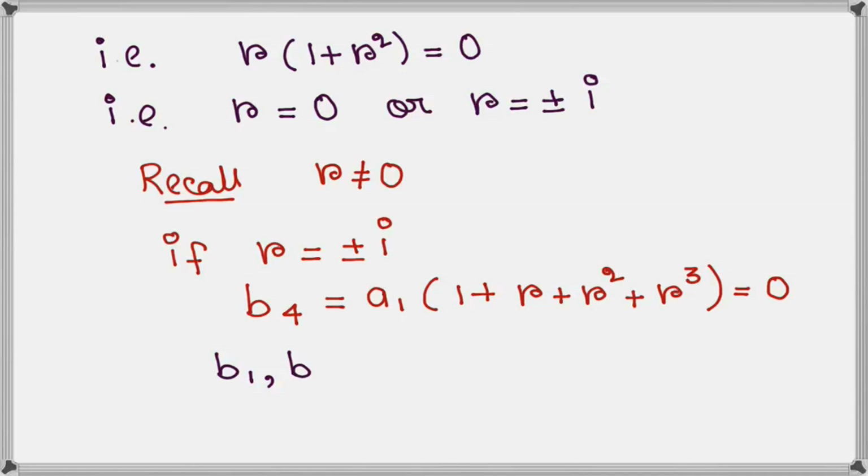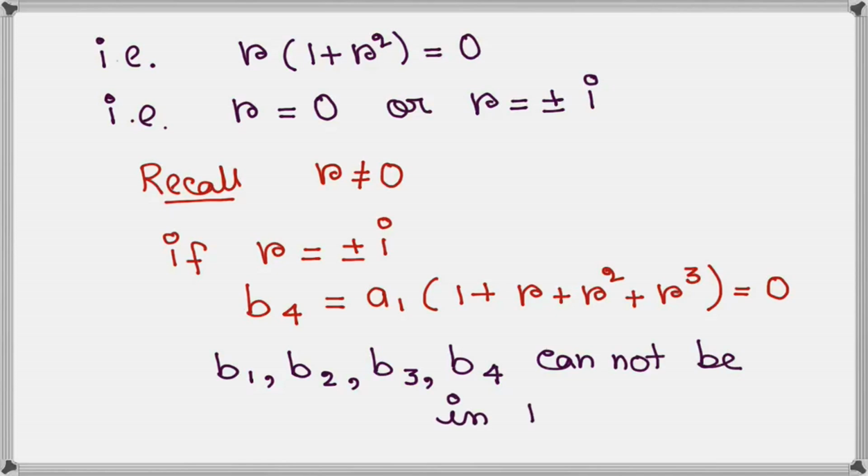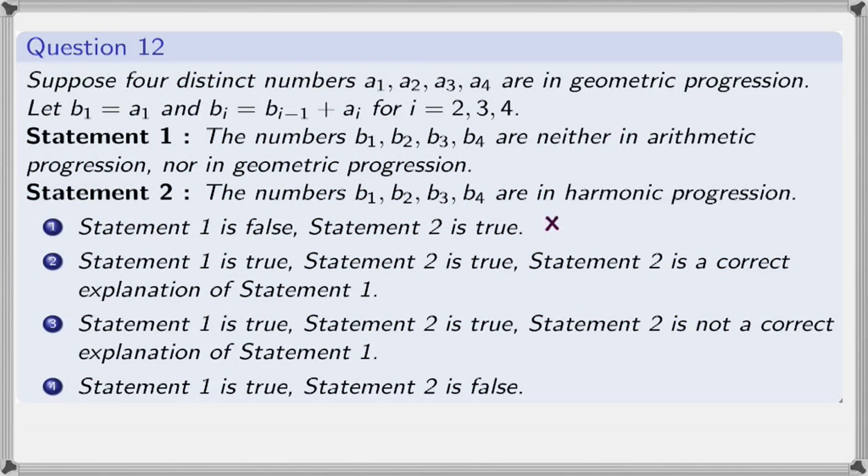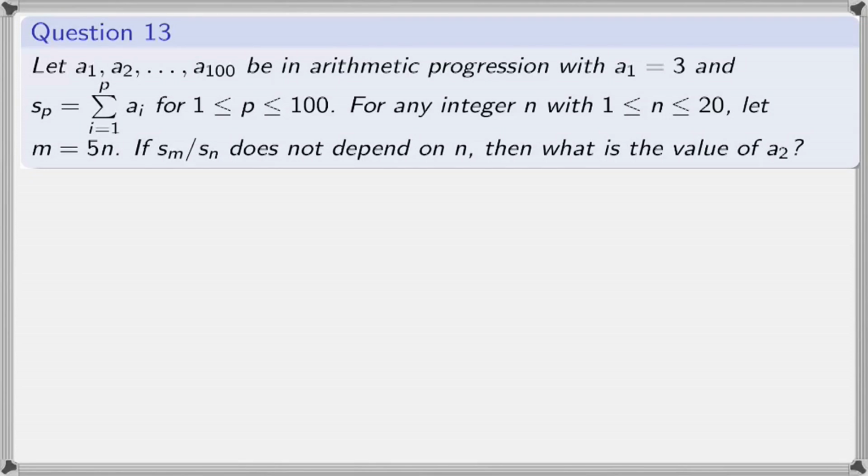Therefore, b1, b2, b3 and b4 cannot be in harmonic progression. So we see that statement 2 is false, and already we have seen that statement 1 is true. So option 4 is the only correct answer. This solves our question number 12. Here is the question number 13.